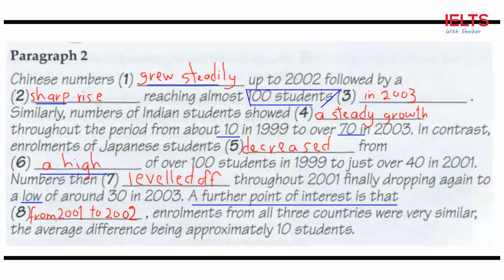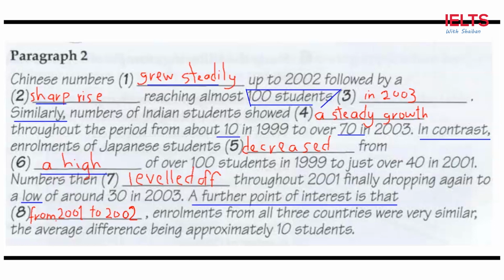Finally, and most importantly, you have to show comparisons. Without a comparison, this is not a good written essay. So for example, here he used the word similarly, which means he is showing a similar trend to another trend. Then he said in contrast, so the opposite, showing what happened to Japanese students when they dropped.